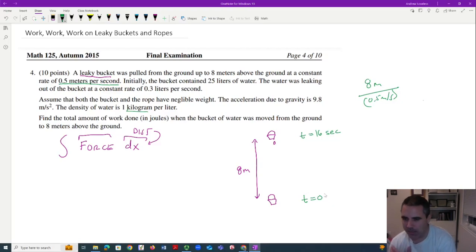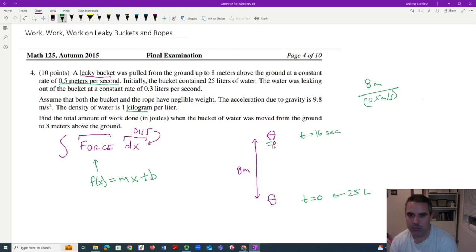So I'm just trying to make sense of the information. Initially, it's not like that part had a formula. You just have to think about it. When it was at the bottom, it was 25 liters. And it's leaking at a constant rate. So no matter what's going on in this question, I now know that the force is probably going to have something to do with a constant rate. And this is how leaky bucket problems go. Usually it either gives you a formula for the weight at a given moment, or you have to find it.